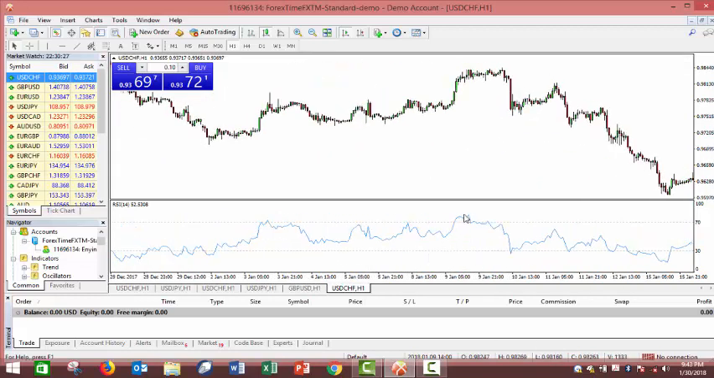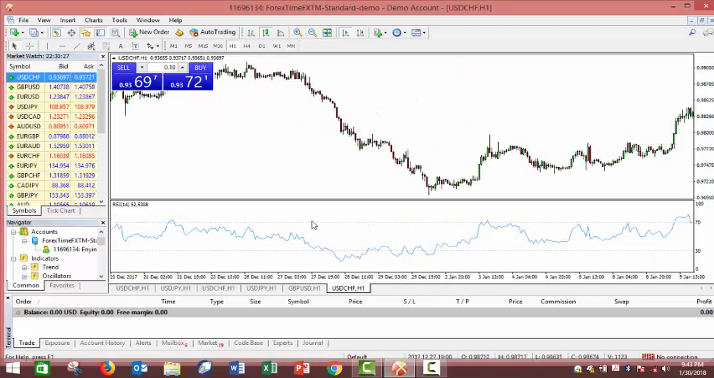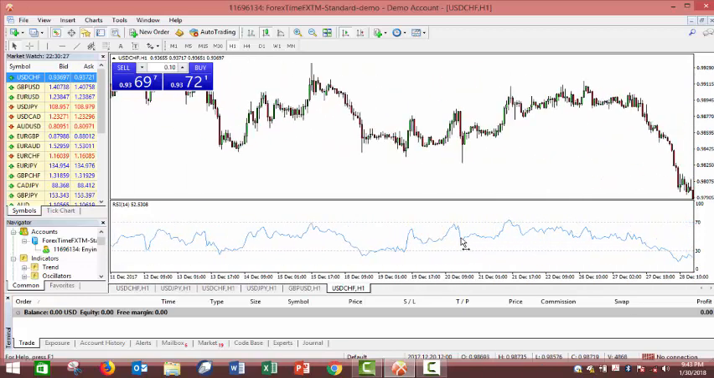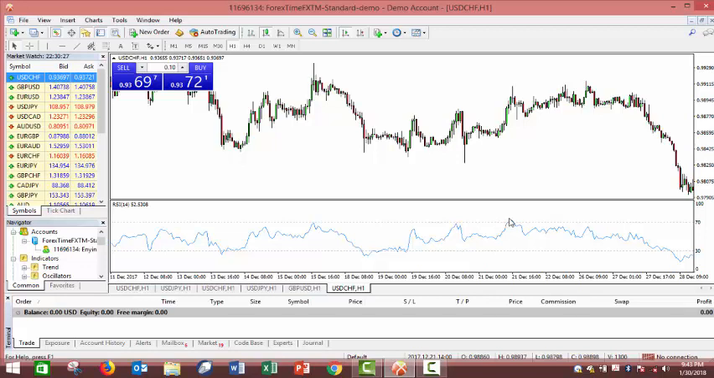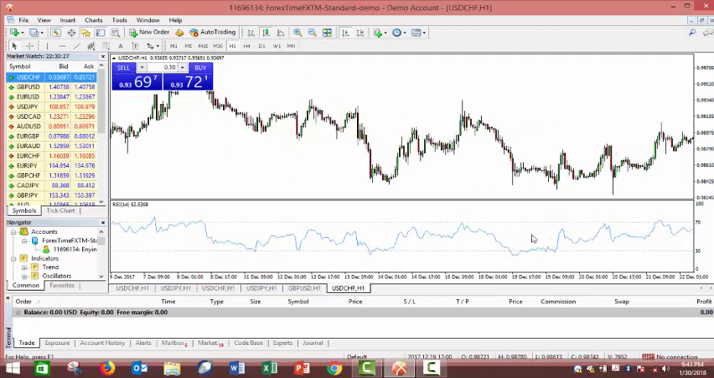If it goes up and starts coming down, crosses below the 70 again, you sell. Let me look for where. It crosses here, showing this, and it came down, you sell. That's how you use this indicator.